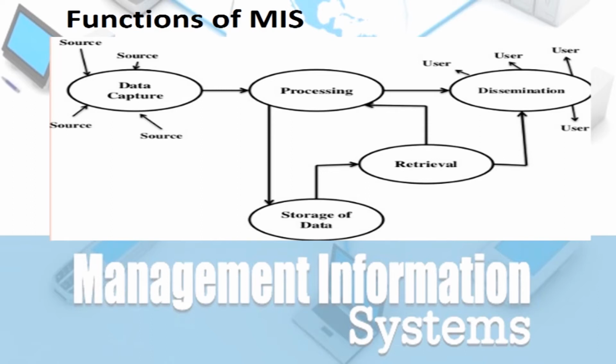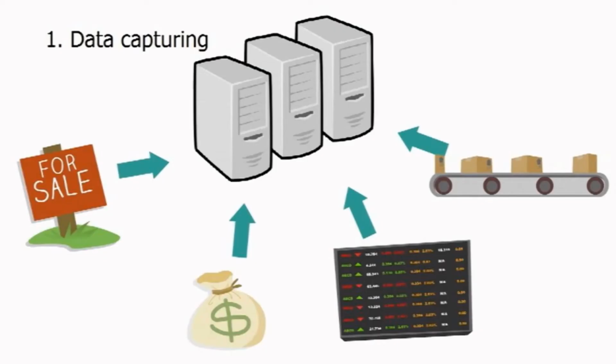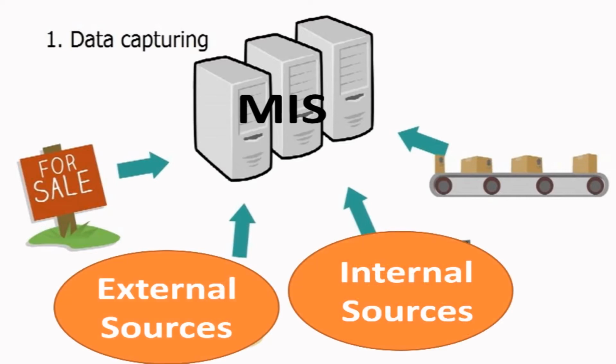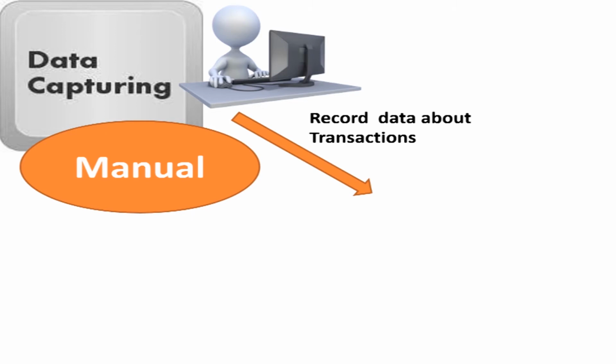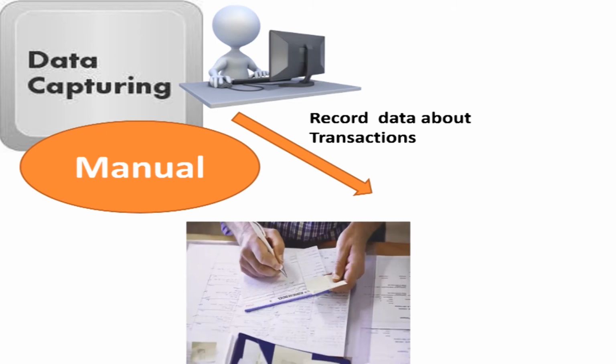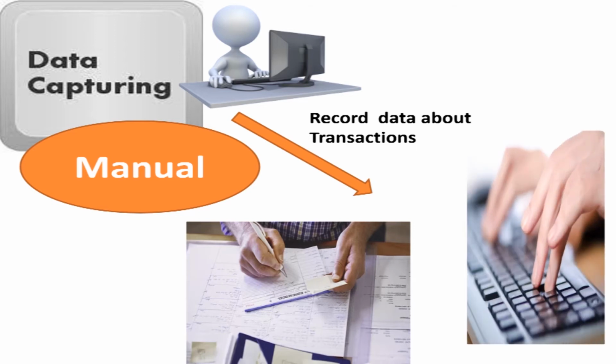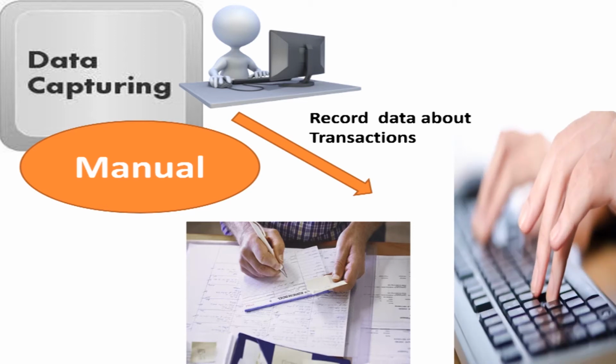Very first, data capturing. MIS captures data from various internal and external sources of an organization. Data capturing may be manual or through computer terminals. After data capturing, end users typically record data about transactions on some physical medium, such as paper form, or enter it directly into a computer system.